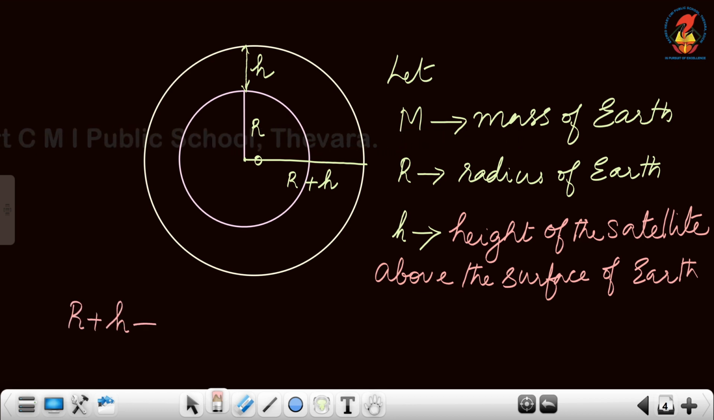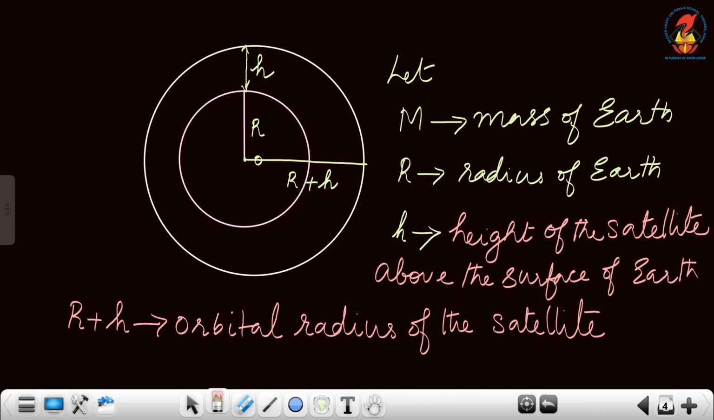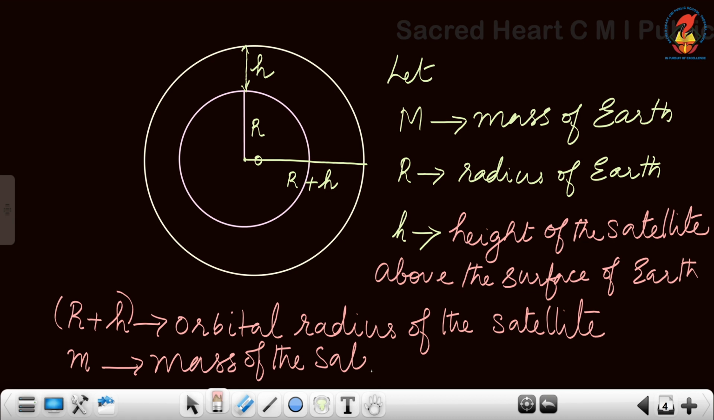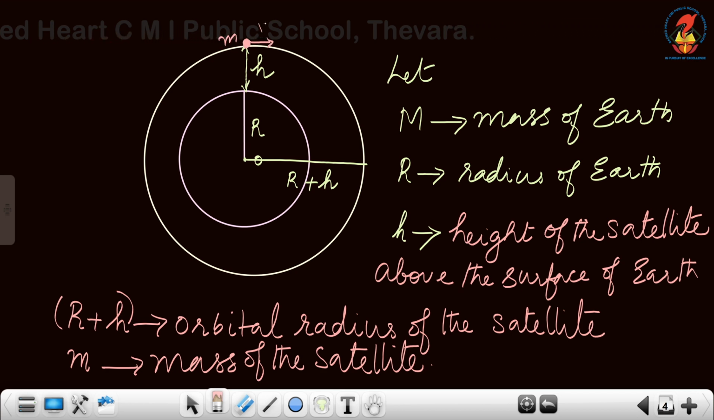R plus h is the orbital radius of the satellite, and let small letter m be the mass of the satellite. So let the satellite be here. It has mass m and orbital velocity, which we call v0.